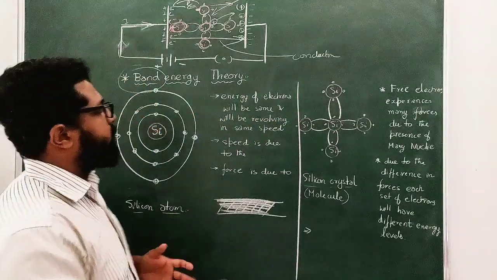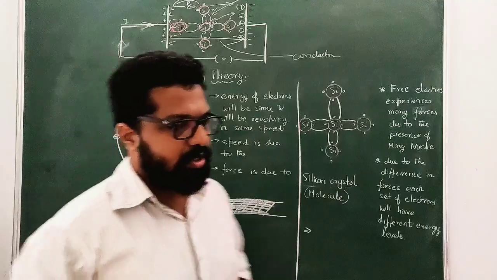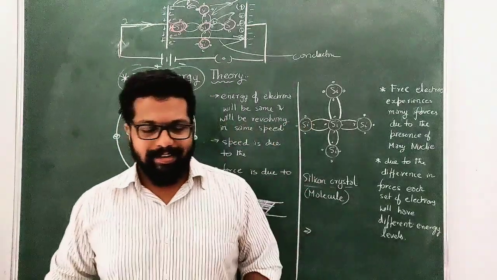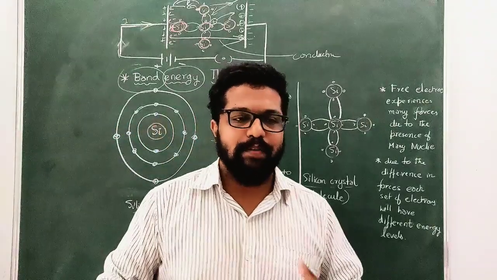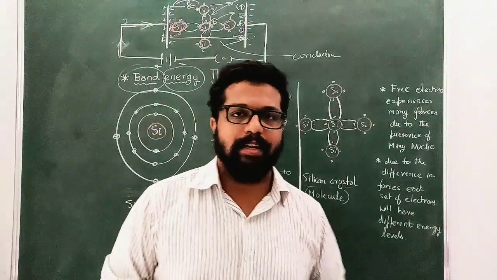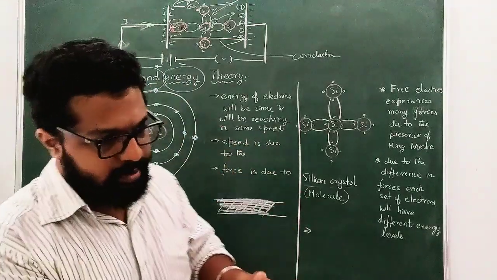So learning about band energy, you already know what energy is. The meaning of energy is the capacity to do work. That's the common definition. Energy is nothing but how much work you can do. That is the energy we are talking about: how much energy an electron has.